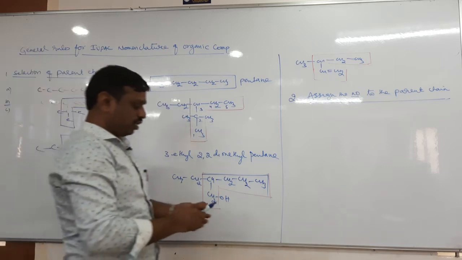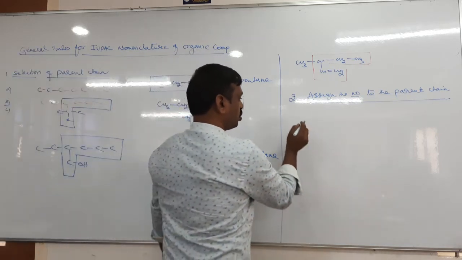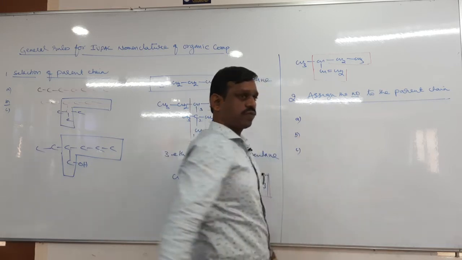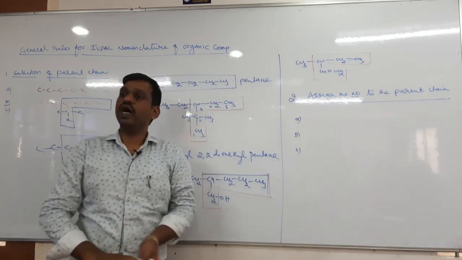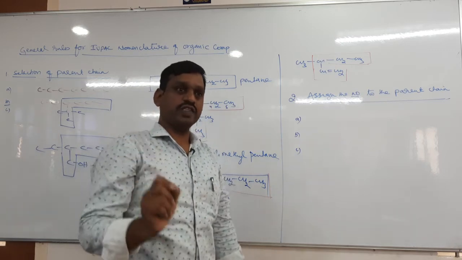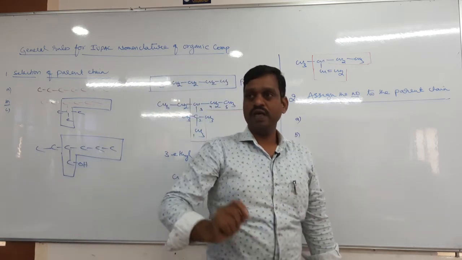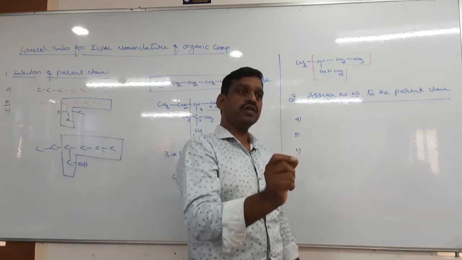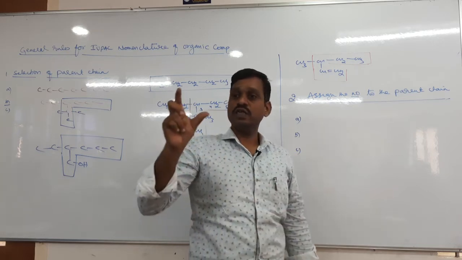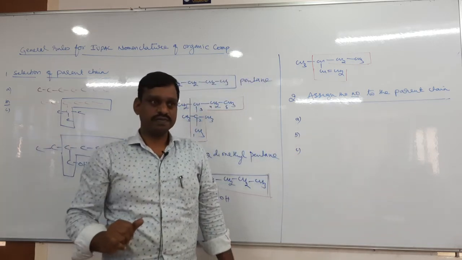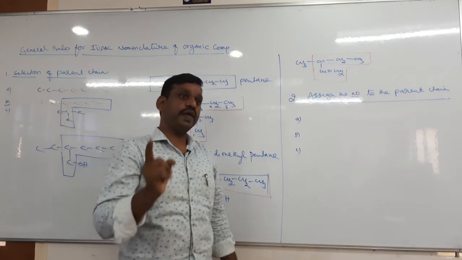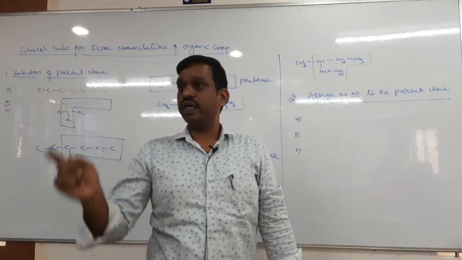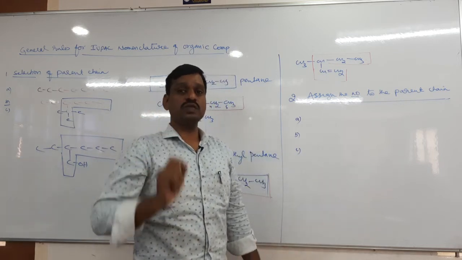Okay, right. So while assigning the number to the parent chain, again there are 3 rules. Tell me, how do you assign the number to the parent chain? First case, if there are substituents: if the parent chain contains a substituent, assign the number to the parent chain in such a way that the substituent should get the least number, right? That's one condition. If the parent chain contains a substituent, then the substituent should get the least possible number.